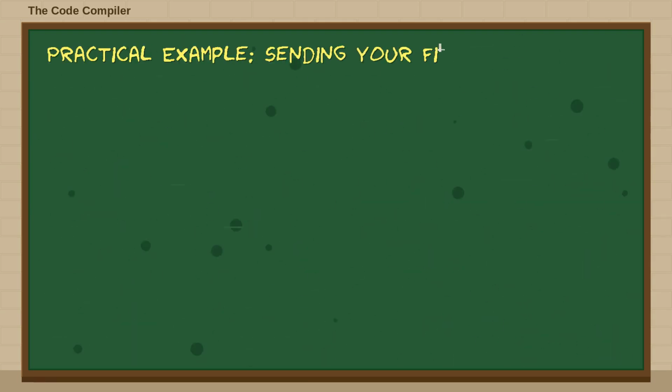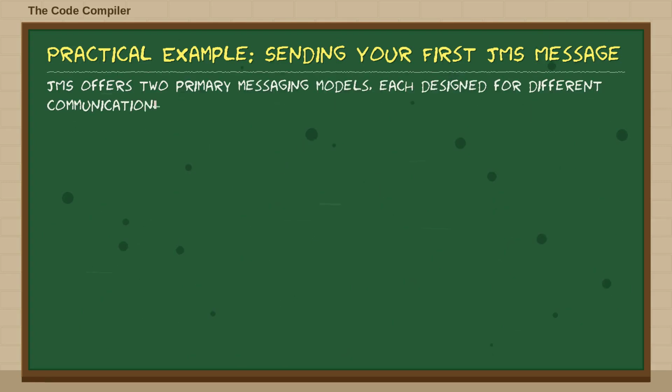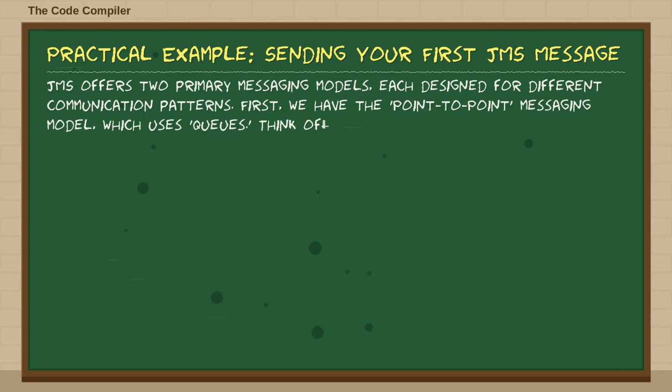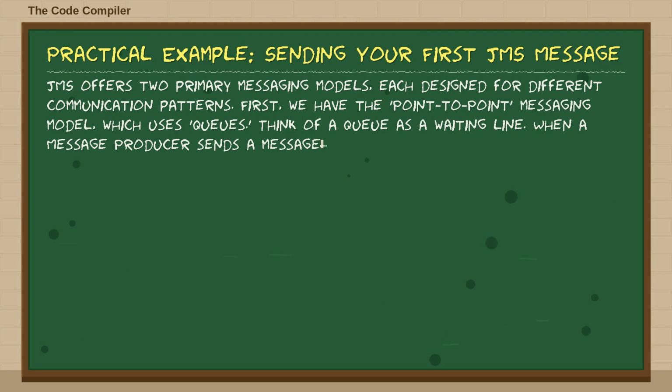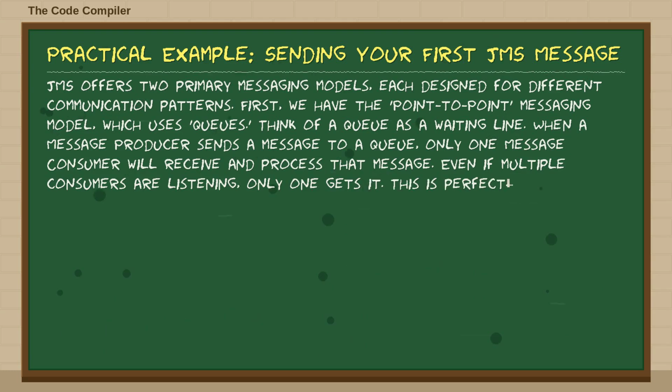JMS offers two primary messaging models, each designed for different communication patterns. First, we have the point-to-point messaging model, which uses queues. Think of a queue as a waiting line. When a message producer sends a message to a queue, only one message consumer will receive and process that message. Even if multiple consumers are listening, only one gets it. This is perfect for task distribution, like processing orders where each order needs to be handled exactly once.